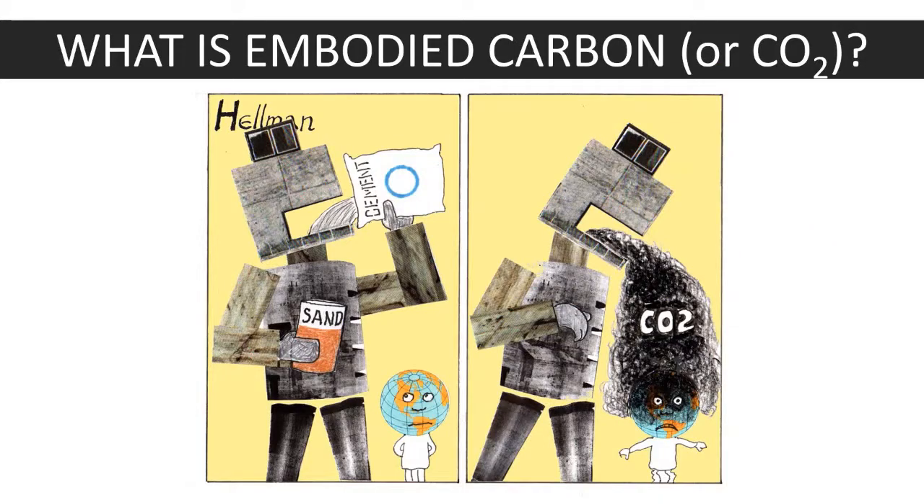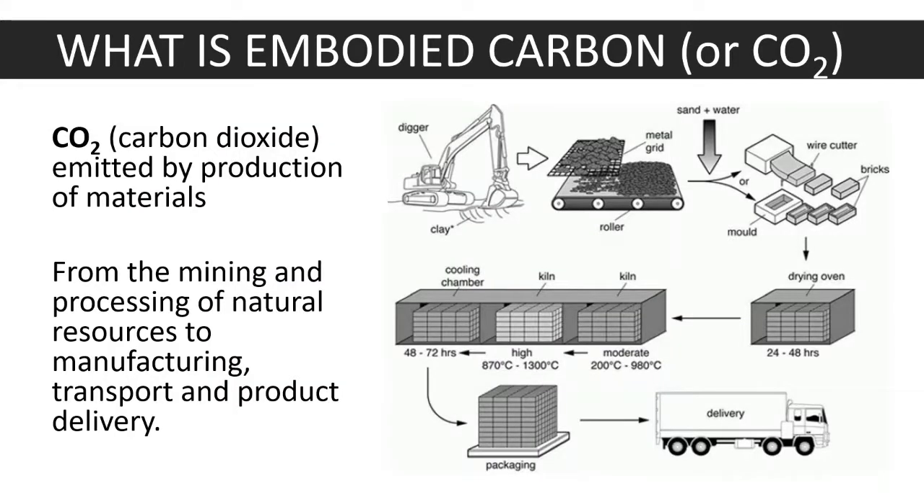And embodied carbon is the carbon which is emitted in the manufacture and transport of the various building products. So this is from the mining and processing of natural resources to manufacturing, transport, and product delivery. So various building products emit different amounts of carbon throughout these various processes. And for example, bricks in the kilns require the use of a lot of energy, which emits a lot of CO2.